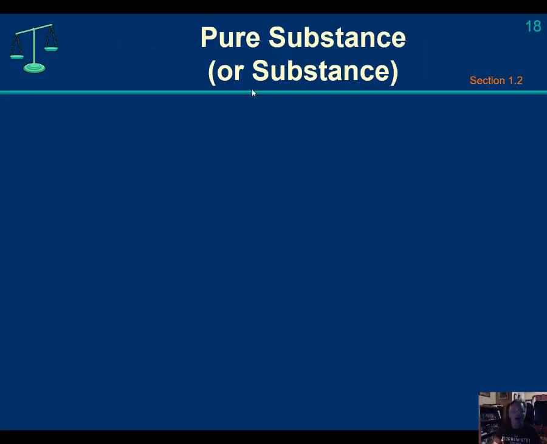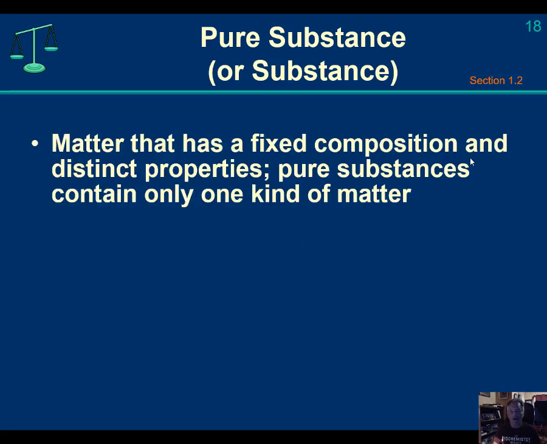All right, let's talk about substances. One of the things that we do in science, and in chemistry in particular, is we characterize matter according to the type of matter it is. So a pure substance is characterized as matter that has a fixed composition. That is, there's only one kind of substance, and it has distinct properties like boiling point and melting point, density. The substance will have these unique properties to that particular substance.